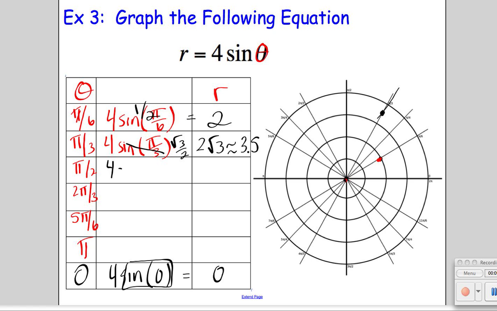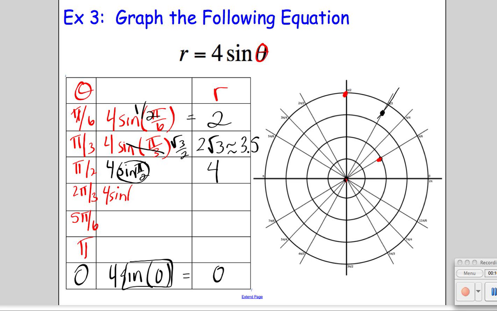Keeping on with this, I'm going to now plug in pi over 2, so sine of pi over 2. Well, the sine of pi over 2 is just 1. So 4 times 1 is 4. So my radius is 4 at pi over 2. So I'm up at 4 for pi over 2.